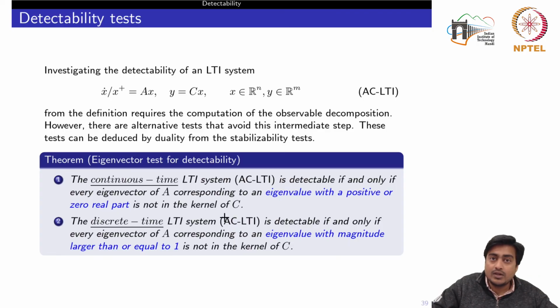So if you recall the observability test or the eigenvector test for observability, it says the eigenvector of A is not in the kernel of C, okay, without any association with the eigenvalues. Now this result is only with the eigenvalues which are either on the right hand side or on the imaginary axis, right? For the discrete time, it would be the eigenvalues with magnitude larger than or equal to 1 is not in the kernel of C. Okay. So this would change only.